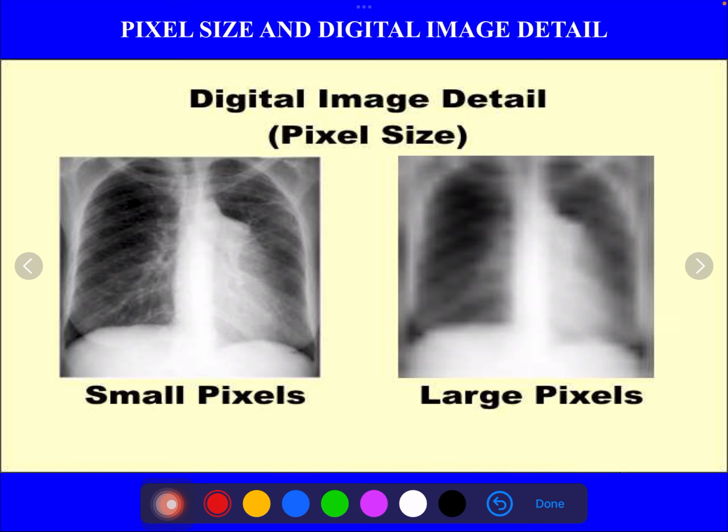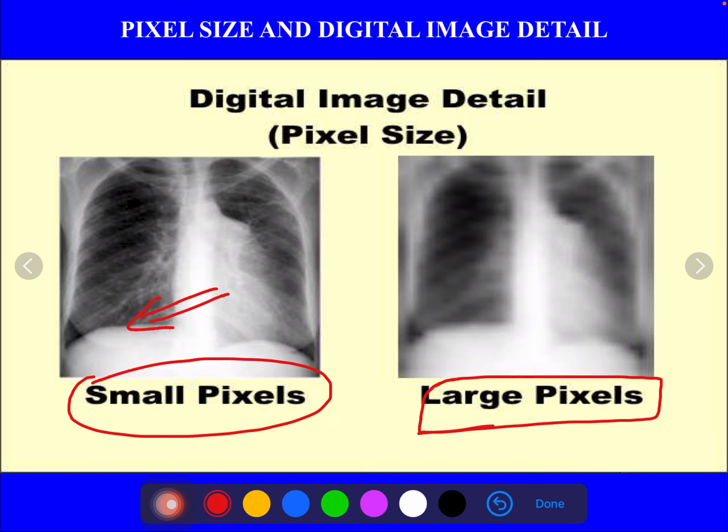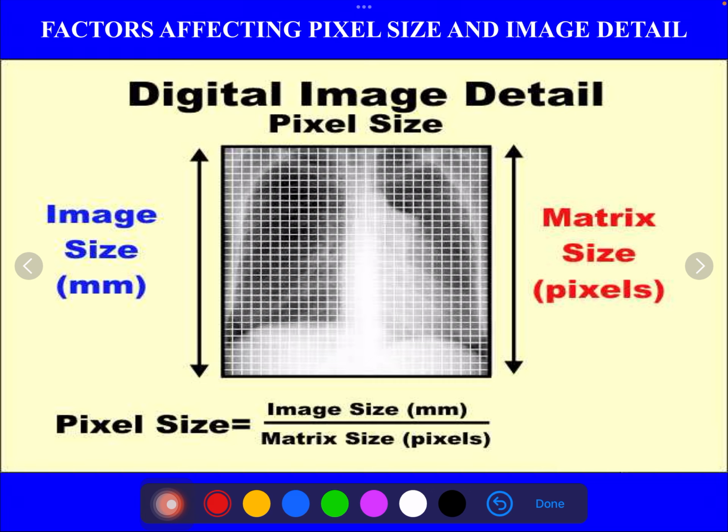Then the size of each pixel affects image detail. A smaller pixel captures finer detail, while a larger pixel may cause blurring or loss of sharpness. Look at here, where there are smaller pixels, you have clear clarity. Where there are larger pixels, there is blurriness and loss of sharpness, which shows how pixel size affects image details.